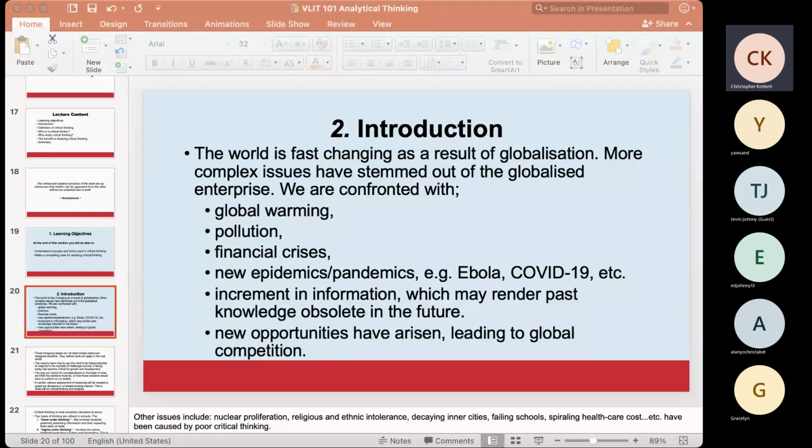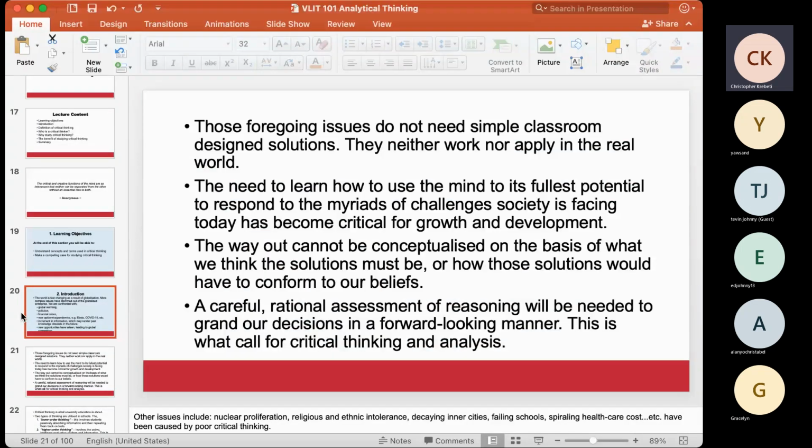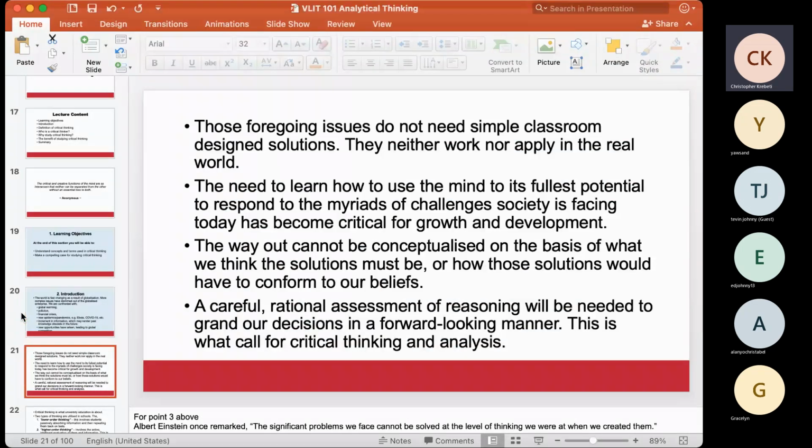Many of us are doing that. So we are not taking advantage to begin to break our brains and allow our brains to work for us. We are not doing that. So it's causing problems. All of these that I have just spoken about, you cannot forge a simple classroom design solution to address them, because they will not work.